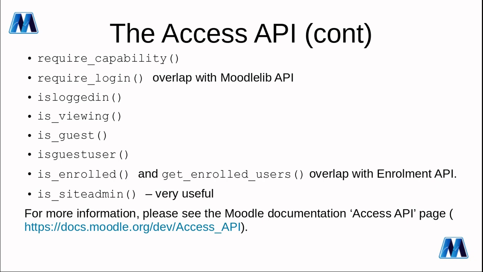So require login makes sure that the user is logged in. If not, force them to log in. Whereas is logged in is just quickly checking if the user is logged in. Then you have is viewing, is guest user, and then you can get enrollment information, which is an overlap with the enrollment API. So is enrolled, get enrolled users. And the very useful is site admin to check if the user is a site admin. Okay, and for more information, follow that link and have a look at the Access API documentation.